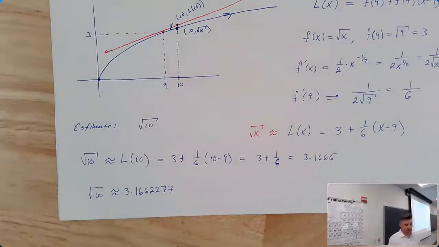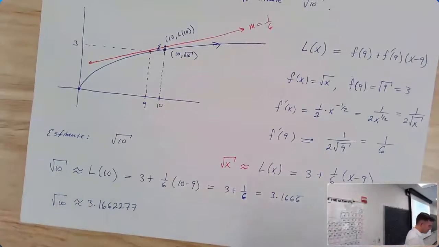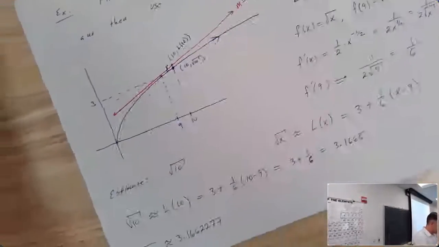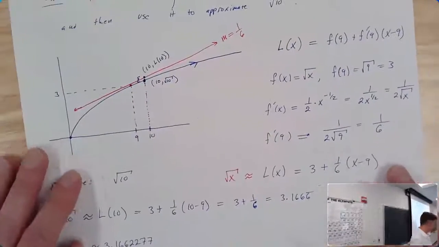So that's the idea behind these linearizations: you can use them to approximate a function that is otherwise hard to calculate. There are other ways of approximating the square root of 10, but this one is fairly easy to do and doesn't require too much time or effort.